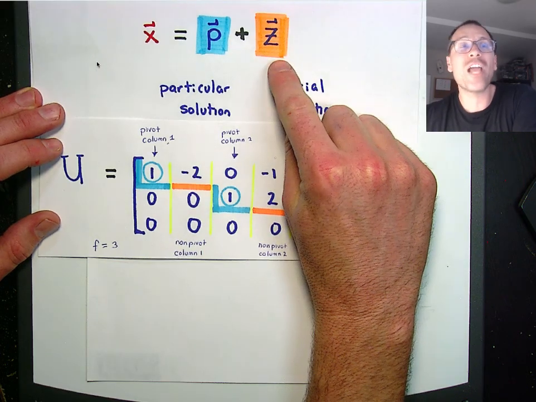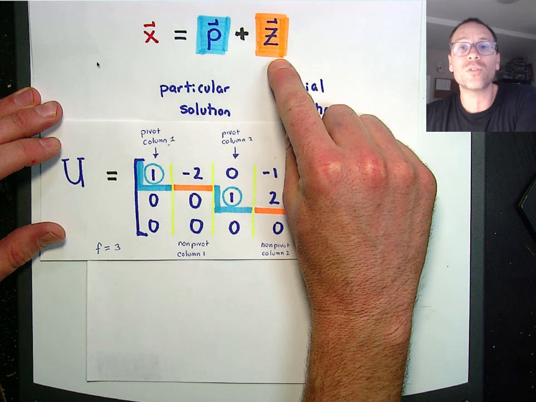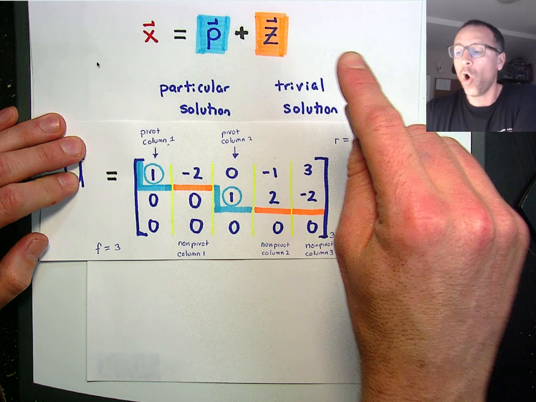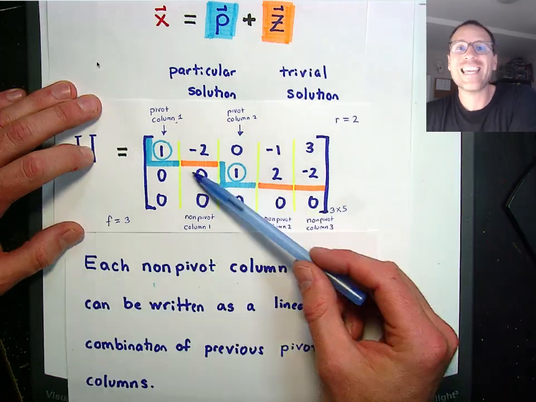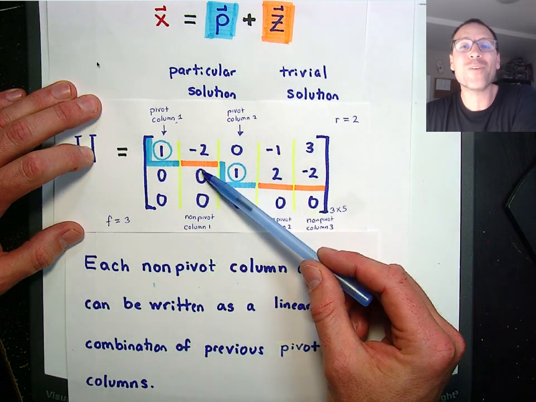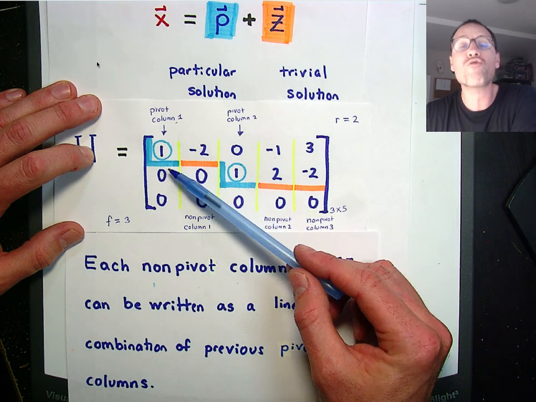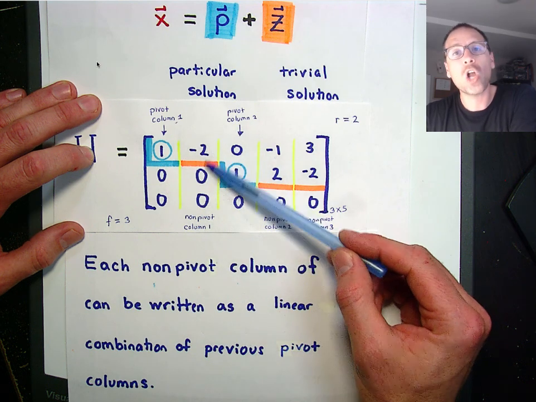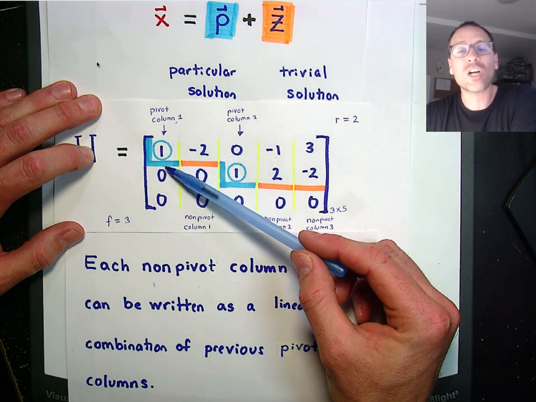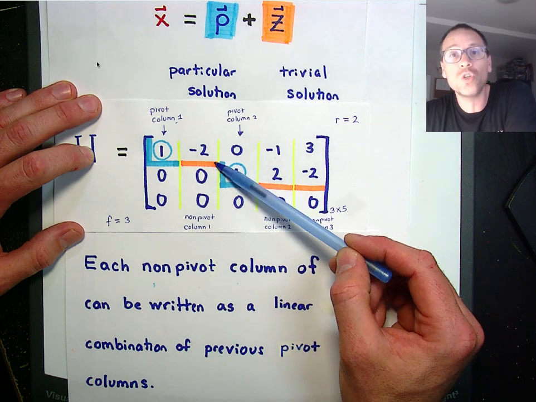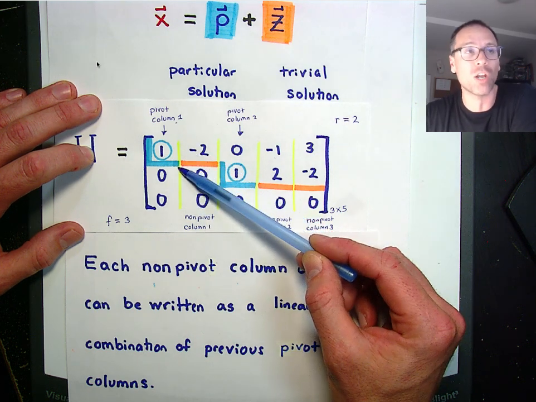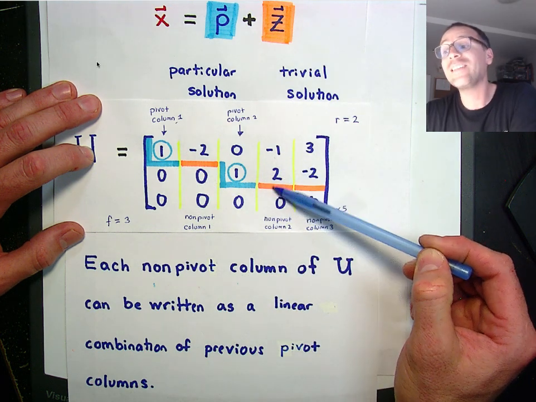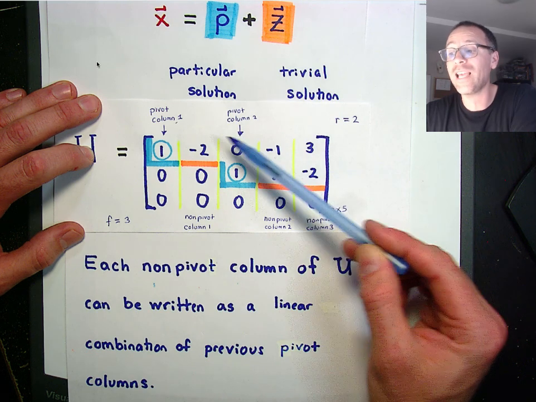Moreover, in order to find the general solution, the complete solution to the Ax equals 0 problem, to the homogeneous linear system, we're going to use the following observation. Each of the non-pivot columns can be written as a linear combination of the previous pivot columns. Another way to say that in normal language would be, hey, column 2 is a linear combination of column 1, or column 2 is linearly dependent on column 1. Similarly, hey, column 4 is linearly dependent on columns 3 and 1.